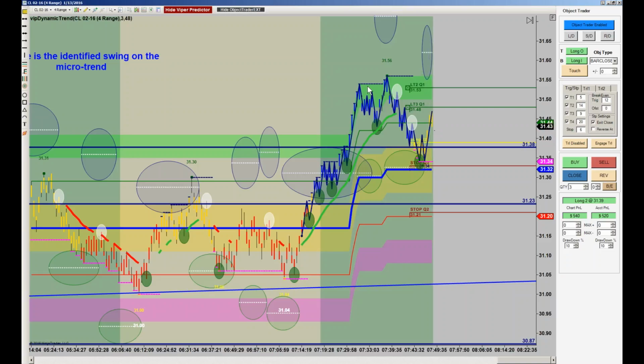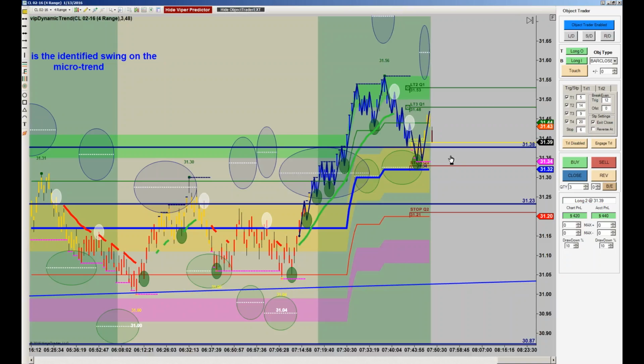Okay. Now be careful if you don't make those. See how that actually came here and it didn't quite get it? You can always protect your coin just under that swing.